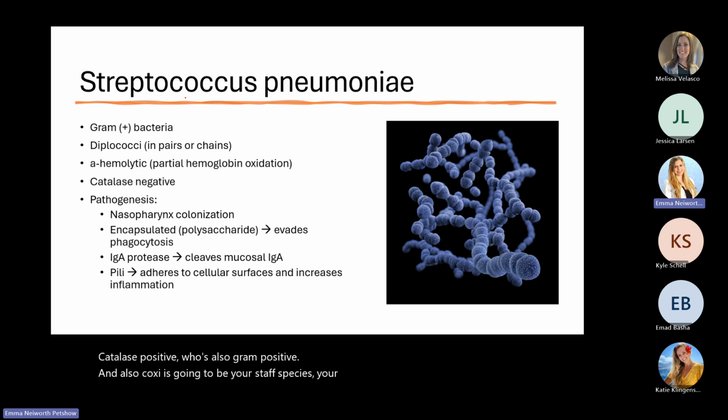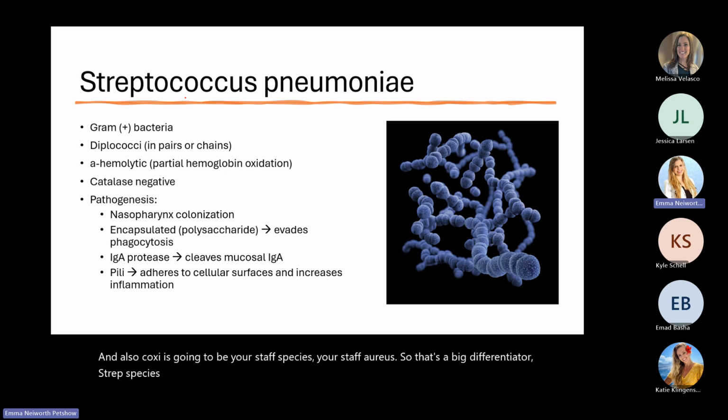Catalase positive, who's also gram-positive and also cocci, is going to be your Staph species, your Staph aureus. That's a big differentiator. Strep species, catalase negative. Staph species, catalase positive. So back to our Strep pneumoniae.